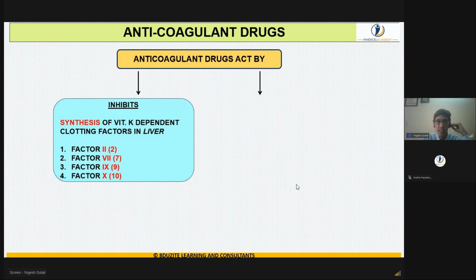So this is a common question which is asked. Which are the vitamin K dependent clotting factors? And this synthesis occurs in the liver. So this group of drugs on the left blocks synthesis of 2, 7, 9, 10.